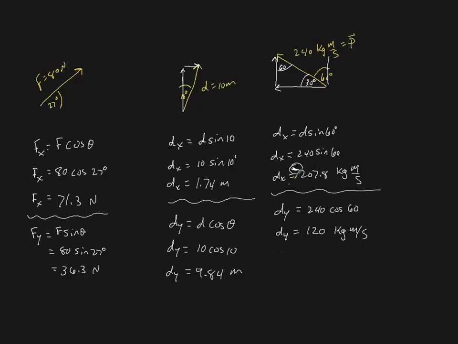Now, dx is negative because it points to the left, but dy is still positive because it points up. And so we can have this mixture within our dimensions.